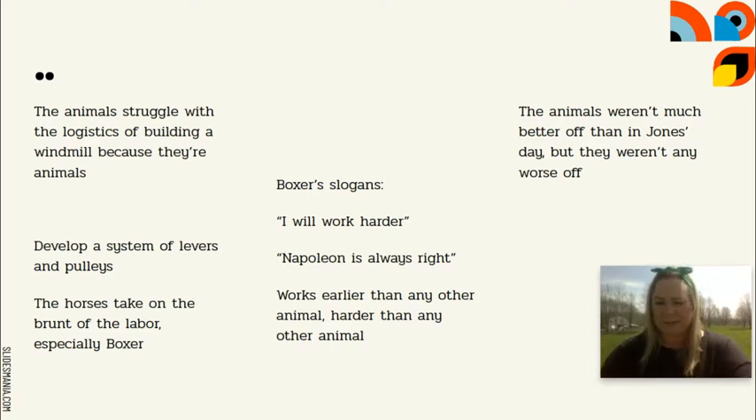They pull carts up and down a rocky hill. Boxer is the hardest working animal on the farm. His two personal slogans now are "I will work harder" and "Napoleon is always right." Boxer has a bird wake him up before his shift starts to work on this windmill.